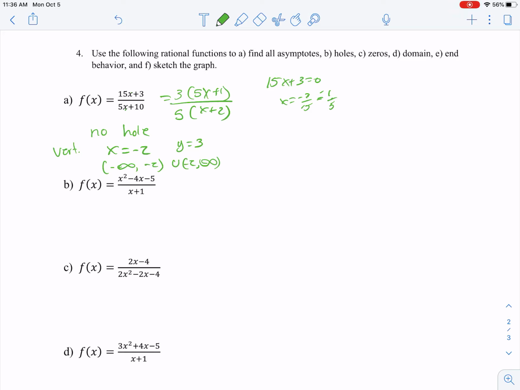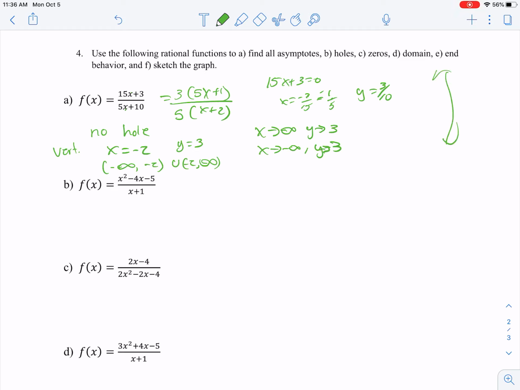And if x equals 0, then y is equal to 3/10. Alrighty. And behavior, x is going to infinity, y is going to approach 3. That's your horizontal asymptote. X is going to -infinity, y goes to 3.